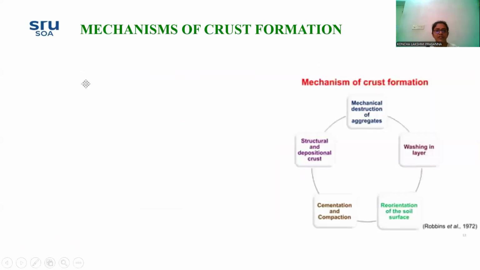Mechanism of soil crust formation. This diagram depicts the mechanism of soil crust formation. First is the mechanical destruction of aggregates, washing in layer. Next, that leads to the reorientation of the soil surface. That leads to the cementation and compaction of soil particles. Then finally, there is formation of the structural or the depositional crust.